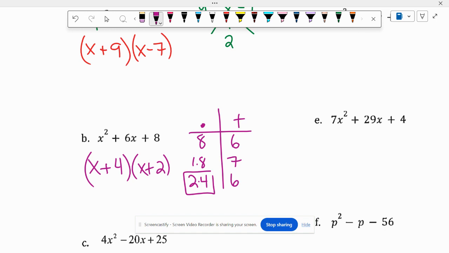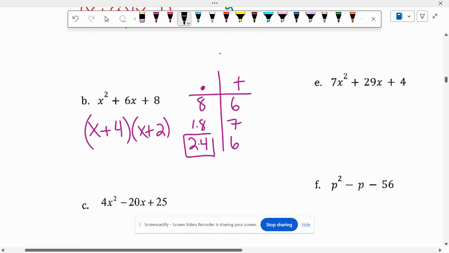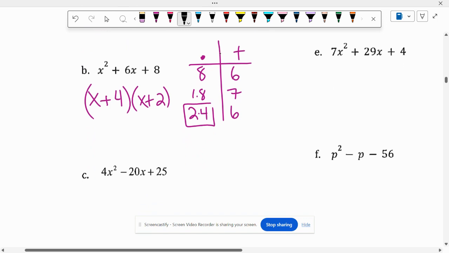Okay. So those first two examples, the value of A is 1. So it's just easy to factor it like that, right? You don't have to do any grouping. This next example, example C, A does not equal 1. Looks like A equals 4. So let's fill out our little chart. Times, plus. A times C, 4 times 25 is what?